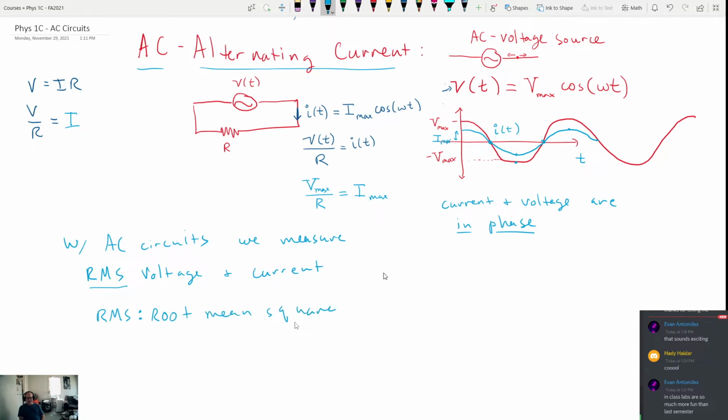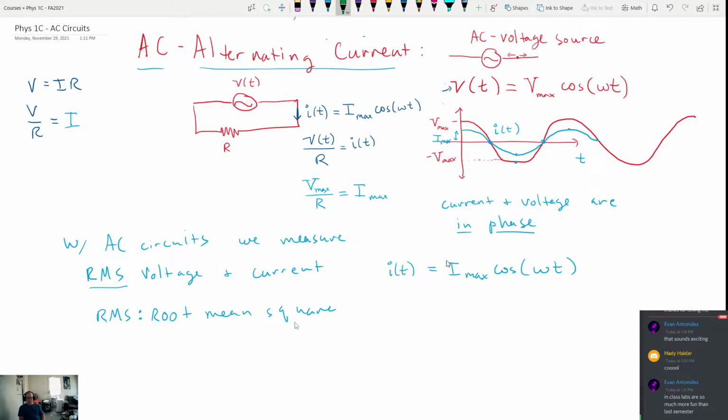And to get an understanding of how this comes about, if, for example, we look at our current function here, right? So our current as a function of time is Imax cosine of omega t. If I want to find what the RMS current is, then I have to take the root of the square of the mean, okay? So what that means is I have to take my function here. No, you don't want to let me change colors? How about now? There we go.